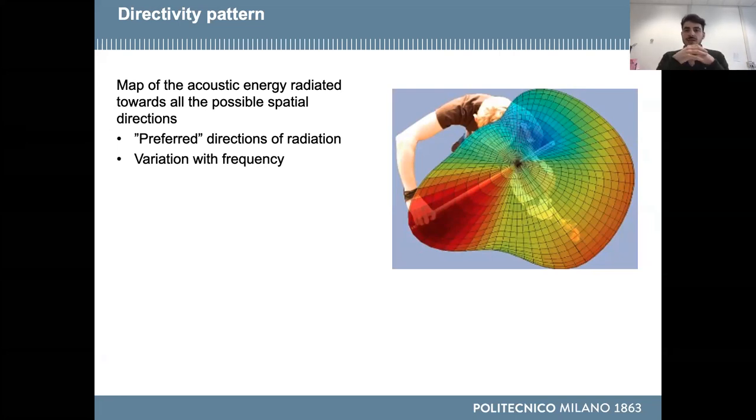So the directivity pattern, as you know, instruments present some directional characteristics that can be described by the directivity pattern. We can think of the directivity pattern as the map of the radiated acoustic energy in space. Due to these directional characteristics, the violin shows some preferred directions of emission that reveal how the instrument interacts with the environment. This property is known to vary also with the frequency.